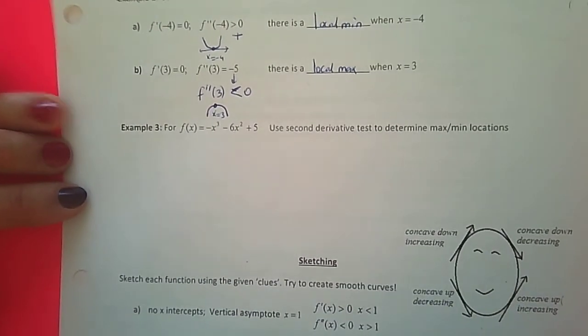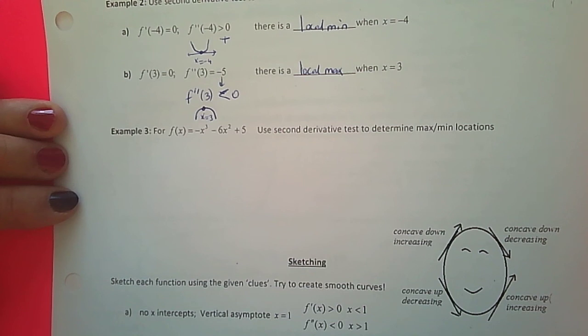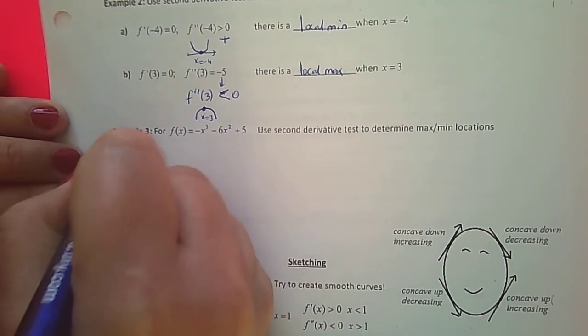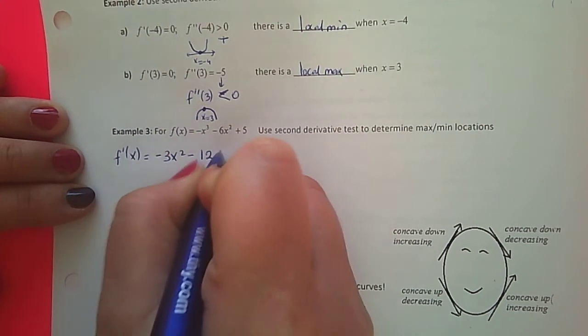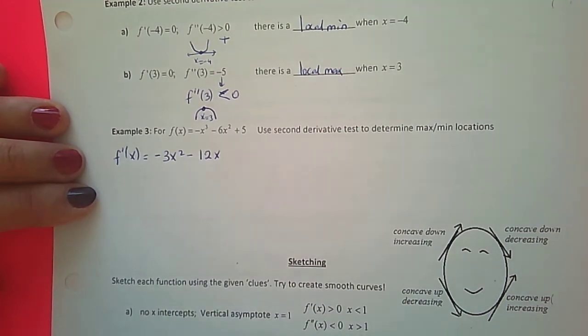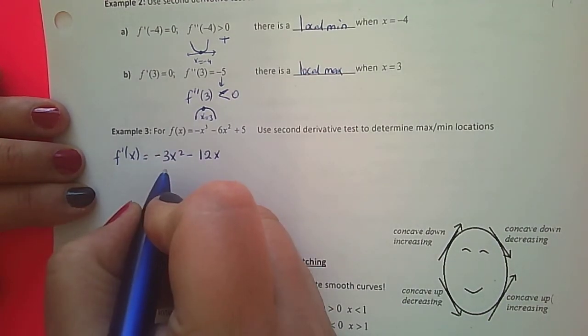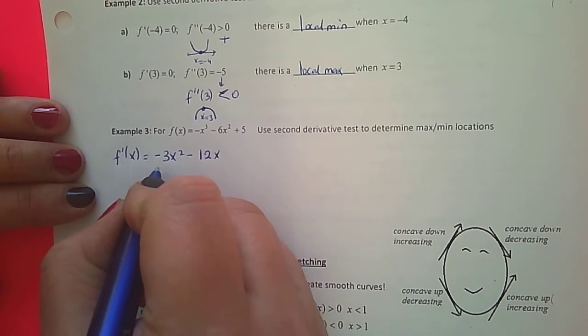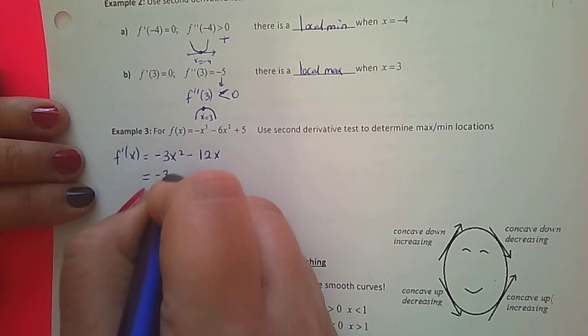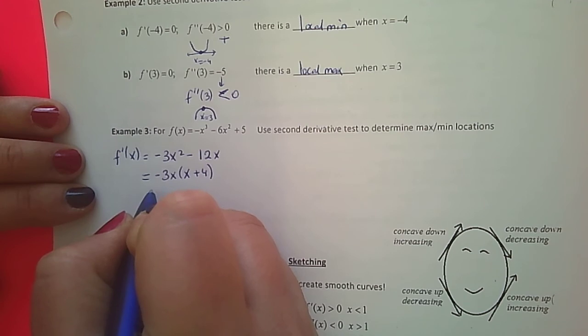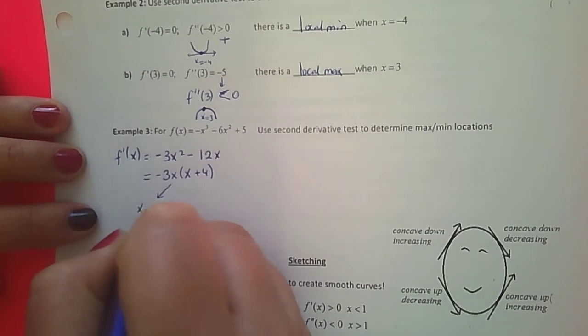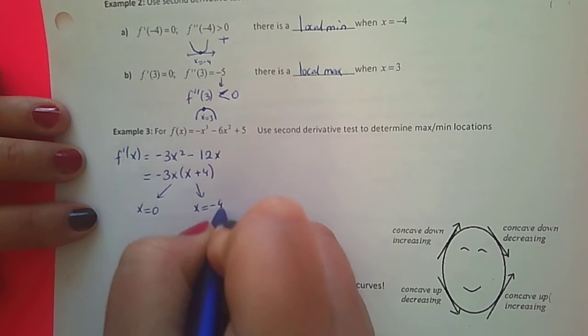Let's look at example 3. For f of x equals negative x cubed minus 6x squared plus 5, use the second derivative test to determine max and minimum locations. So let's take the first derivative. So negative 3x squared minus 12x. To get the x values of local maximum and minimum, we need to factor the first derivative. So negative 3x is a common factor, so we get x plus 4. Then we need to find the zeros of the first derivative. So that gives us x equals 0 and x equals negative 4.